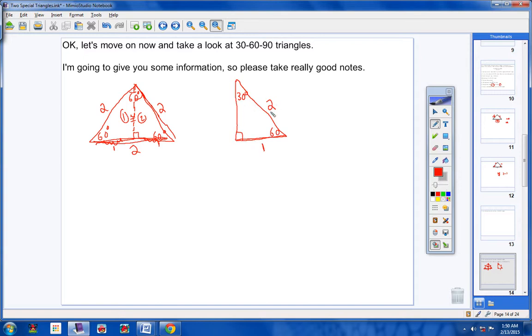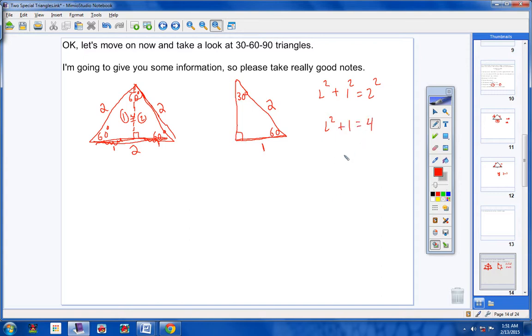Now how can I find this last leg? Well, please trust me. We're going to use Pythagorean's theorem. Let's go ahead and solve for this last leg, okay? Take some notes on this. Leg squared plus leg squared equals hypotenuse squared. 1 times 1 is 1. 2 times 2 is 4.